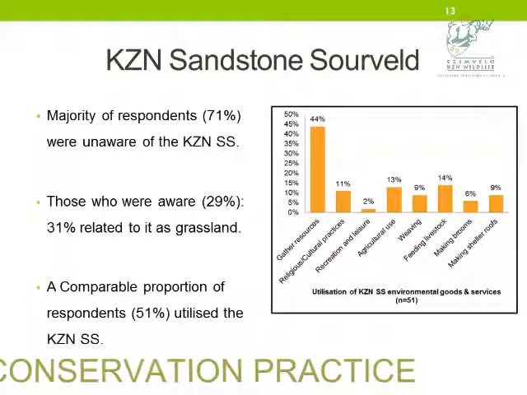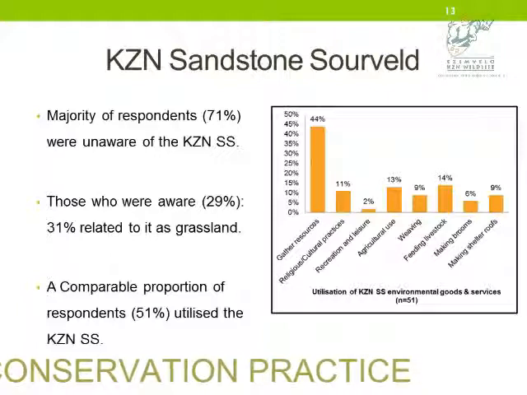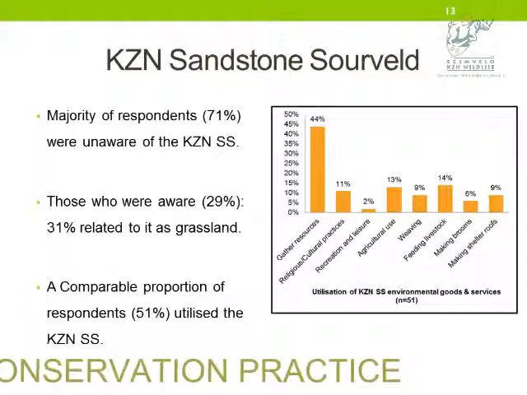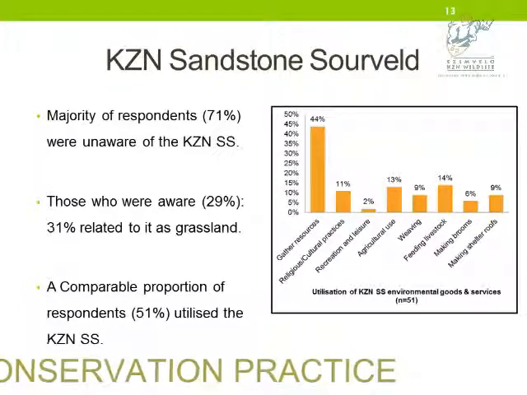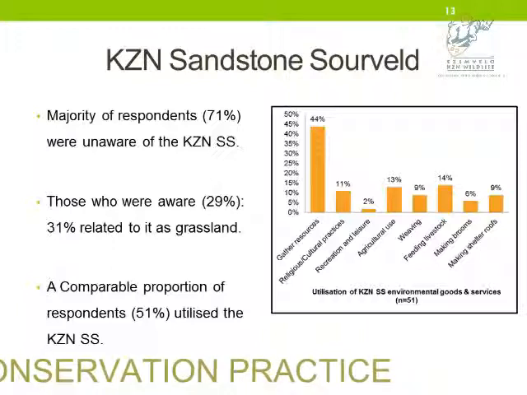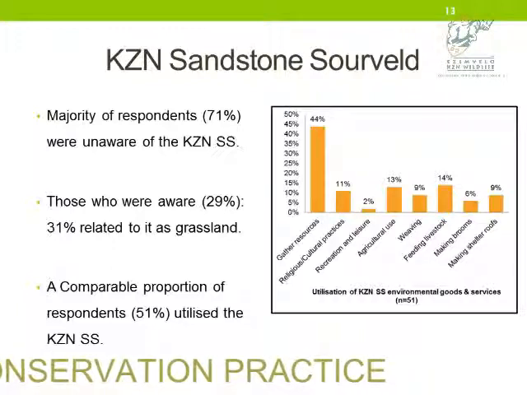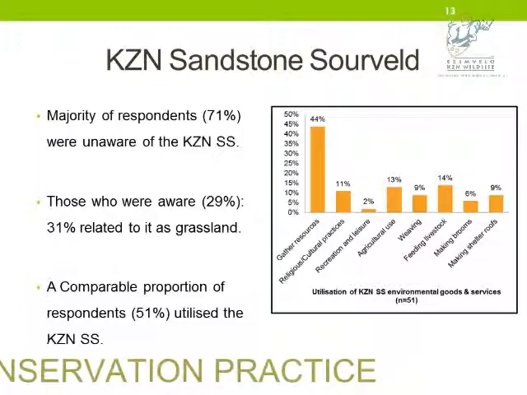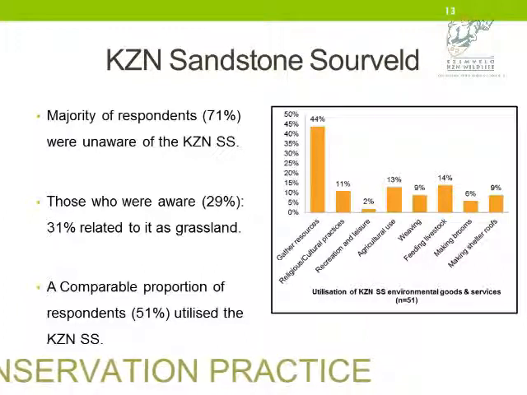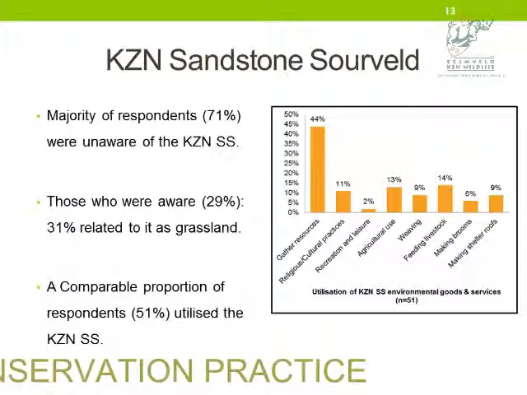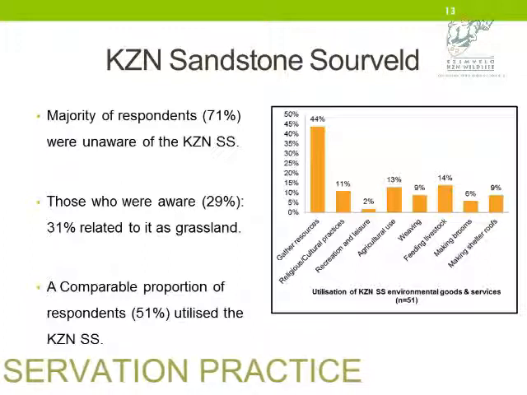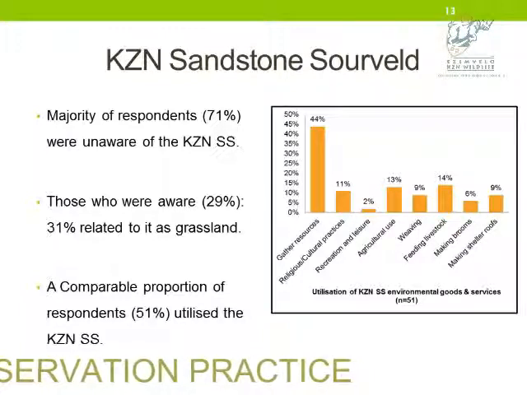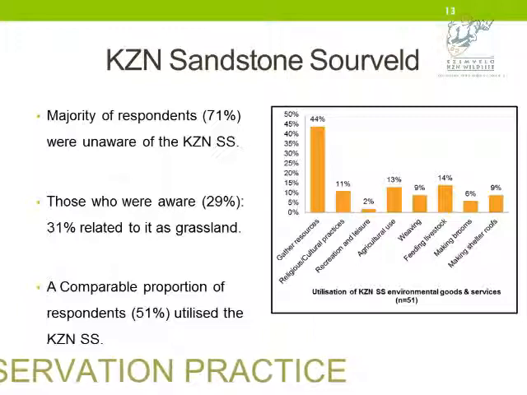In terms of the KwaZulu-Natal Sandstone Sourveld, the majority of the respondents were actually unaware of its existence. Those who were aware, which comprised 29%, 31% of them were able to relate it to a form of a grassland, with a comparable proportion of respondents, 51%, utilizing the KwaZulu-Natal Sandstone Sourveld. If we just look at the goods and services that were utilized within the KZNSS, 44% were primarily to gather resources, 30% for agricultural use, and the lower amounts were for recreation and leisure and other domestic products or goods that they were able to make.